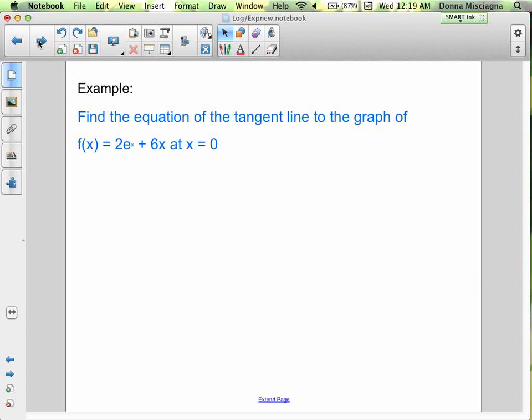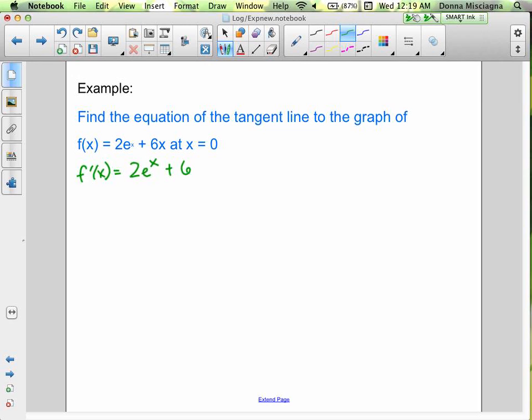All right, find the equation of the tangent line to the graph f of x equals 2e to the x plus 6x at x equals 0. This one's even easier. All right, so let's take the derivative. f prime of x equals the derivative of 2e to the x is 2e to the x, and the derivative of 6x is 6. All right, so now we'll plug in 0. So f prime of 0 equals 2 times e to the 0 plus 6. That's going to be 2 plus 6, or 8. All right, so this is the slope of the tangent line.